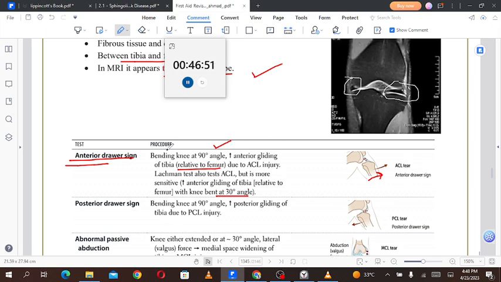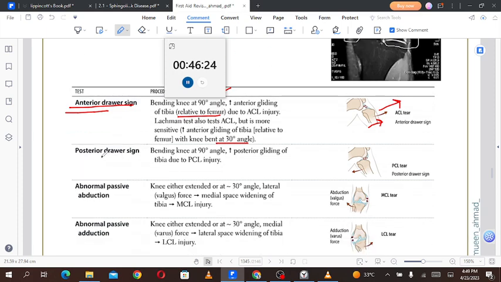So the anterior draw sign: bending the knee at a 90-degree angle increases anterior gliding of the tibia, which means the femur is moving backward relative to the tibia, due to anterior cruciate ligament injury. Whenever there is anterior cruciate ligament injury, during the flexion the tibia can move forward while the femur can fall backward. The Lachman test also tests the anterior cruciate ligament, but is more sensitive: anterior gliding of the tibia relative to the femur with the knee bent at a 30-degree angle.